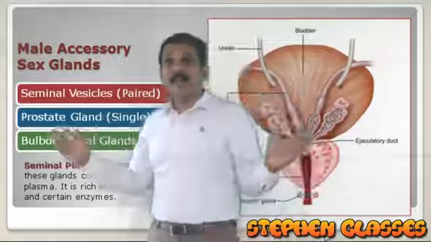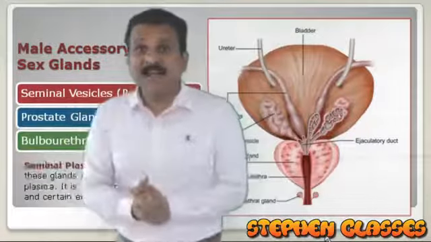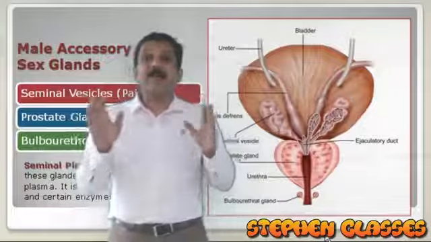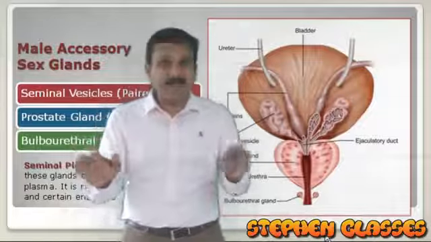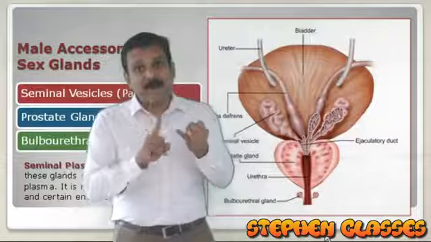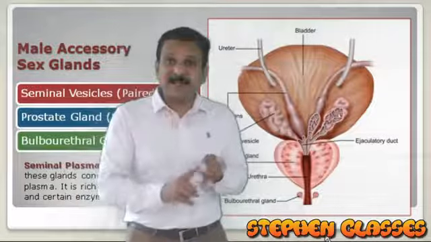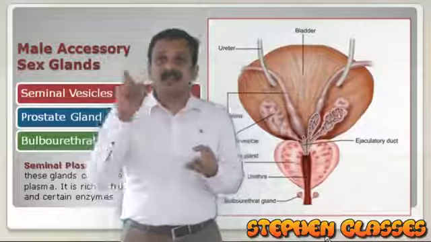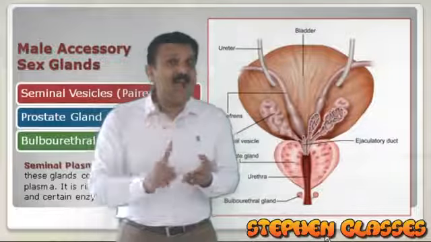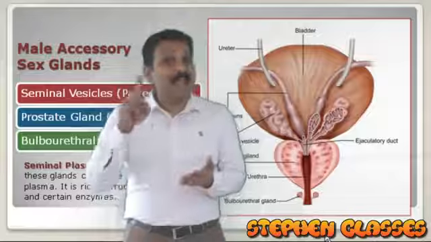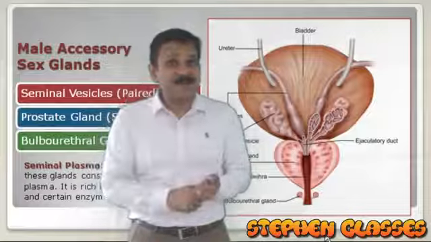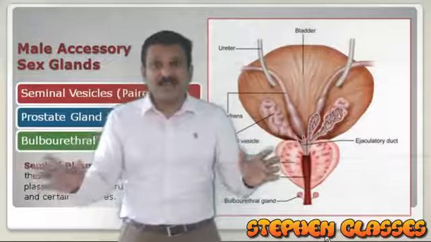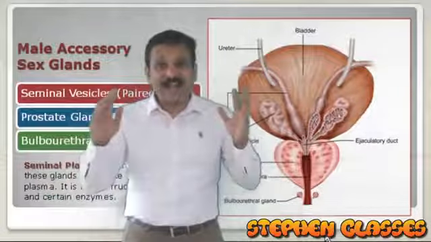So with the description of male accessory sex glands, we have already covered the male reproductive system in detail. I have mentioned to you about a pair of testes, structure of the seminal vesicles, then about the male accessory ducts, about the external genitalia in male, and also about the male accessory sex glands. So I hope everything is clear for you. If you have any doubts, play this video again and again.